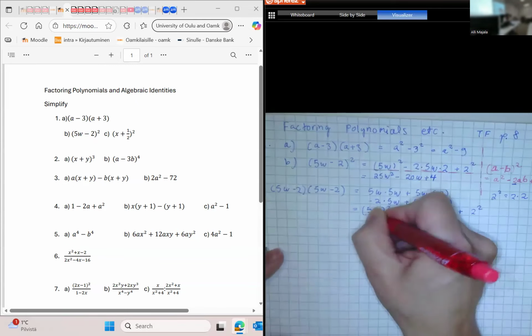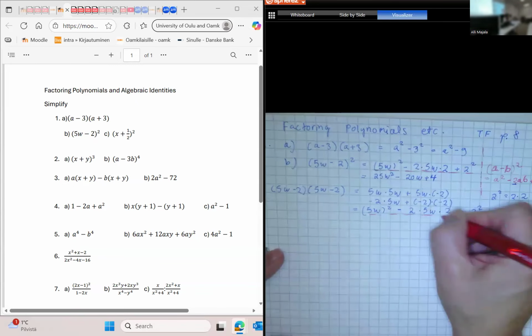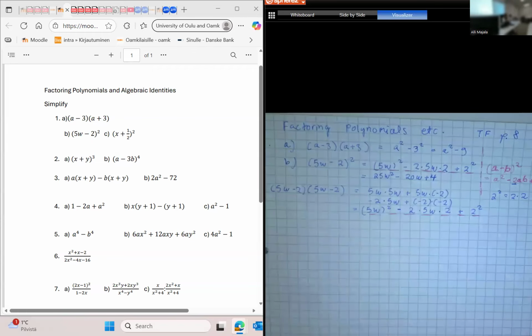This is not a great pen, this red one. It already feels like there's not enough.